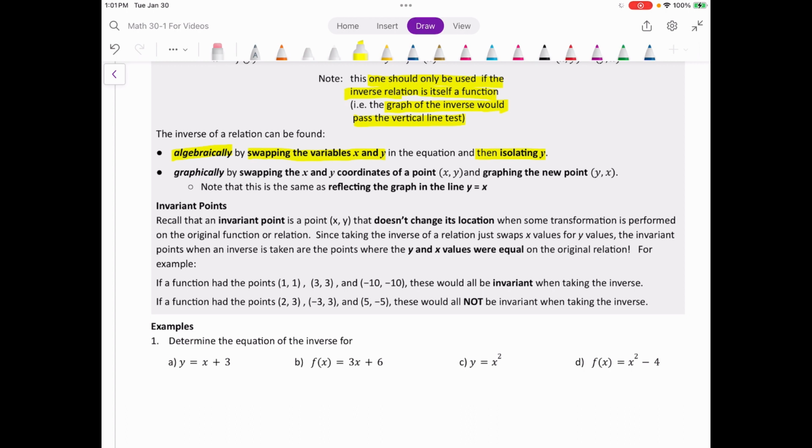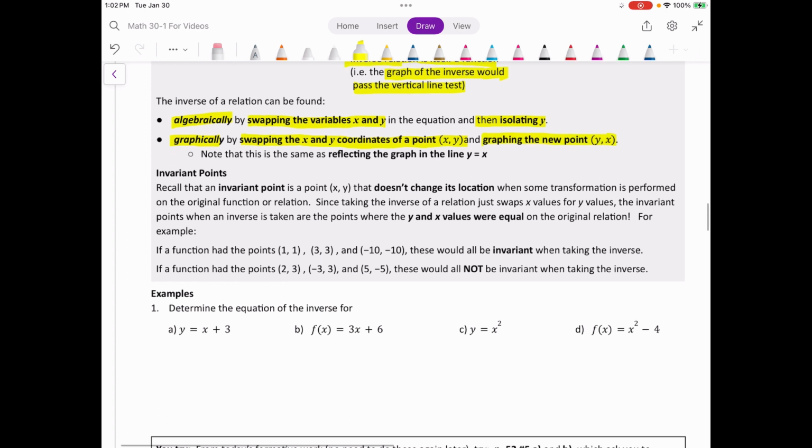Or graphically, we can swap the x and y coordinates of each point, right? If I see the point on my graph, (2, 1), I'll switch it to (1, 2), and I'll graph my new point, okay? And as we'll see when we get into some graphing examples, this ends up being the same as reflecting the graph in the line y equals x.